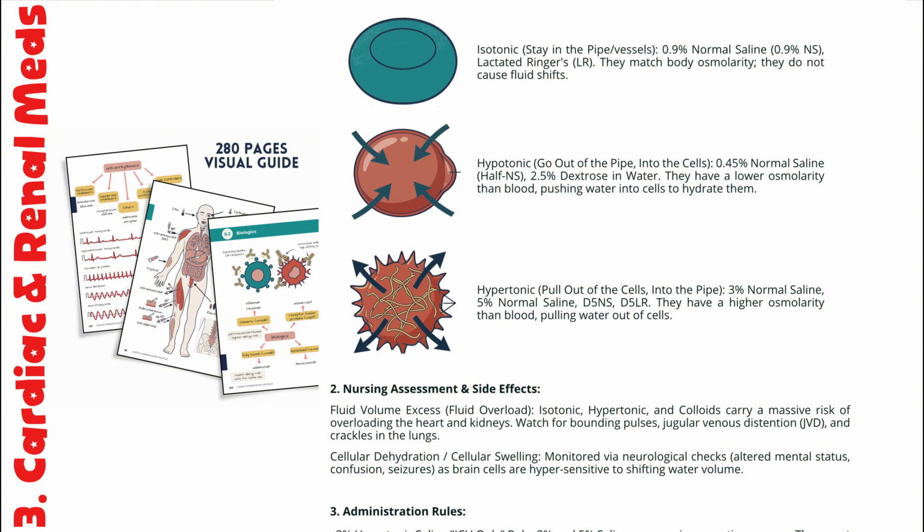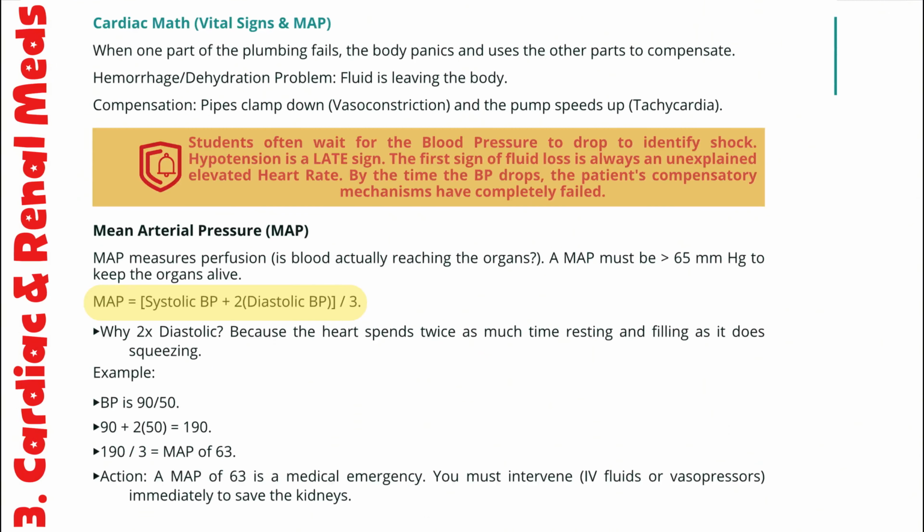For mean arterial pressure, the math is systolic plus 2 times diastolic divided by 3. We double the diastolic because the heart spends twice as long resting and filling as it does squeezing. Below 65, it's an emergency. The organs are starving for blood.